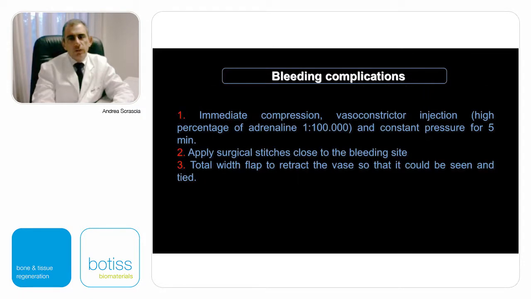In case of a possible bleeding complication, we have to immediately execute a compression of the area with constant pressure for 5 minutes, applying surgical stitches, or in extreme arterial complication, we have to localize the vessel, increasing the extension of the flap to tie the vessel. That is a very deep complication.